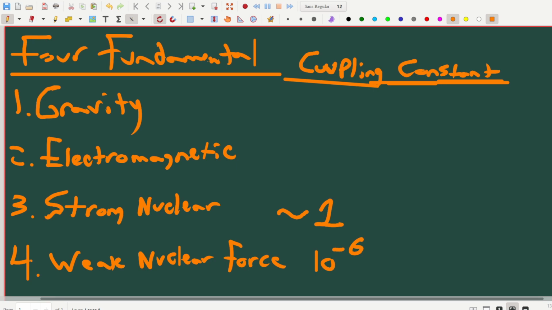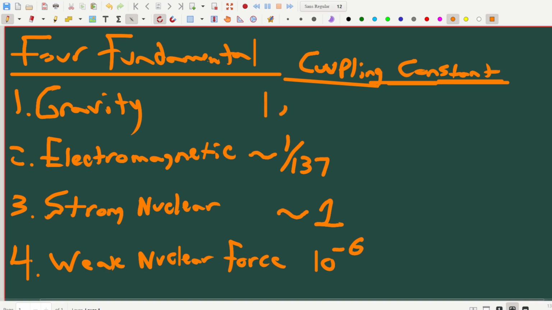The electromagnetic force, interestingly, compared to the strong force, is exactly 1 over 137. We'll see that number again later. It's a very specific, well-known number called the electric coupling constant. It's 1 over 137. But that's the strength of it. And gravity, relative to the weak force or the strong force, is 10 to the minus 39.